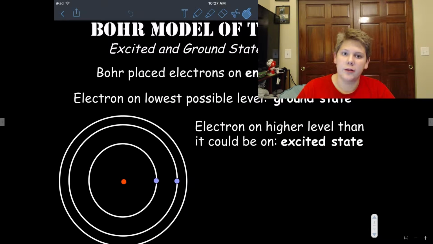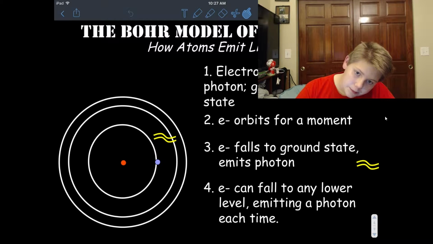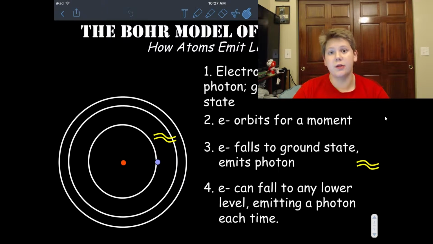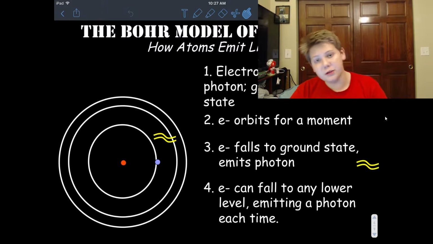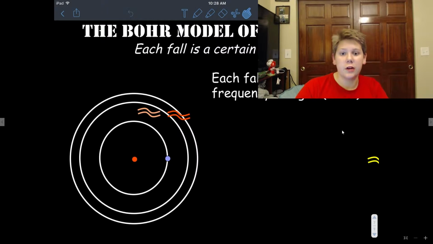So, what is the Bohr model of the atom? Bohr placed electrons at high energy levels. Electron on lowest possible level, ground state. Electron on higher level than it could be on, excited state. Bohr model of the atom. 1. The electron absorbs the photon, goes to the excited state, so it pops out. 2. The electron orbits for a moment, so it goes around the ring, and then it falls back to the ground state and it emits a photon. And the electron can fall to any lower level, emitting a photon each time. So each fall is a certain energy. Each fall emits a certain frequency of light, color.